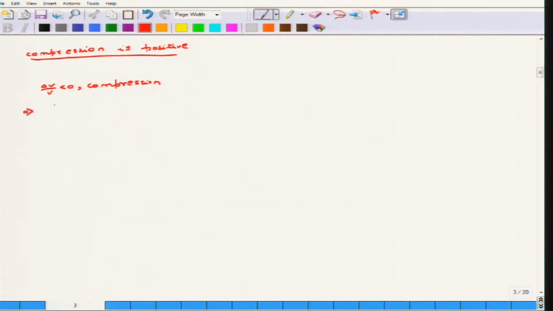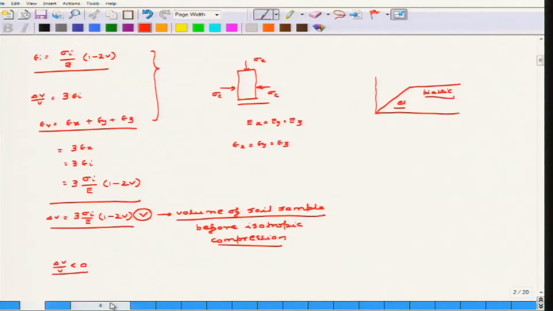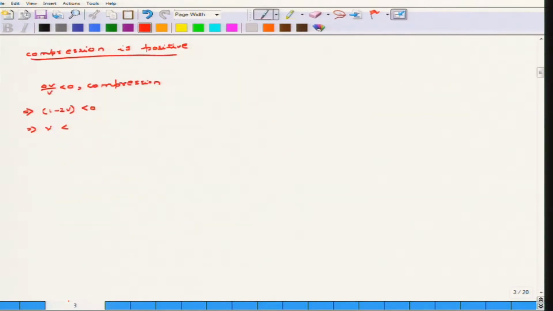If this is true, then we can also write that 1 minus 2 nu should be less than 0. But in soils, if you consider compression, then compression has to be positive in nature. So, delta V by V should be greater than 0 for compression. In that case 1 minus 2 nu should be greater than 0. So, this implies nu should be less than half, or nu should be less than 0.5.